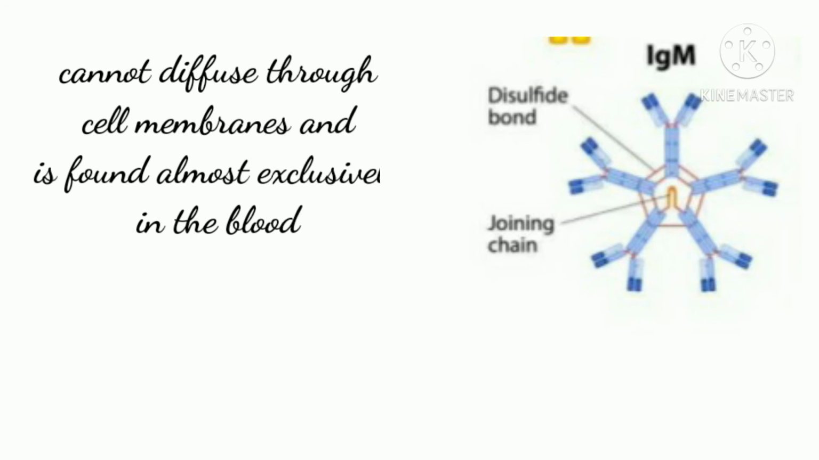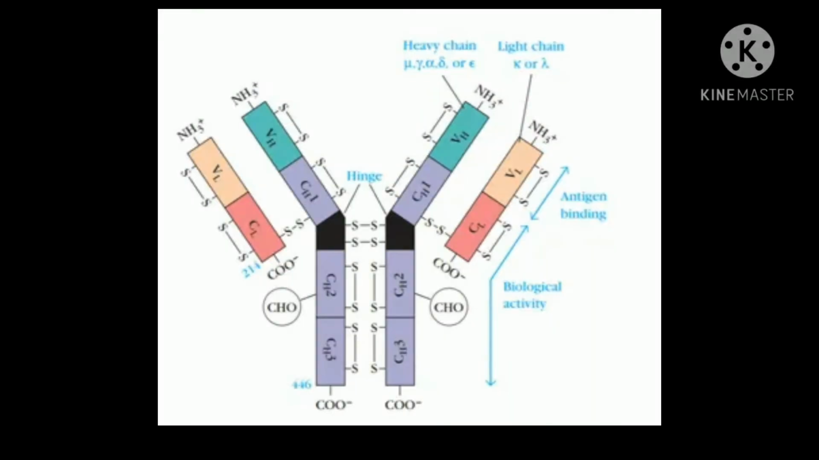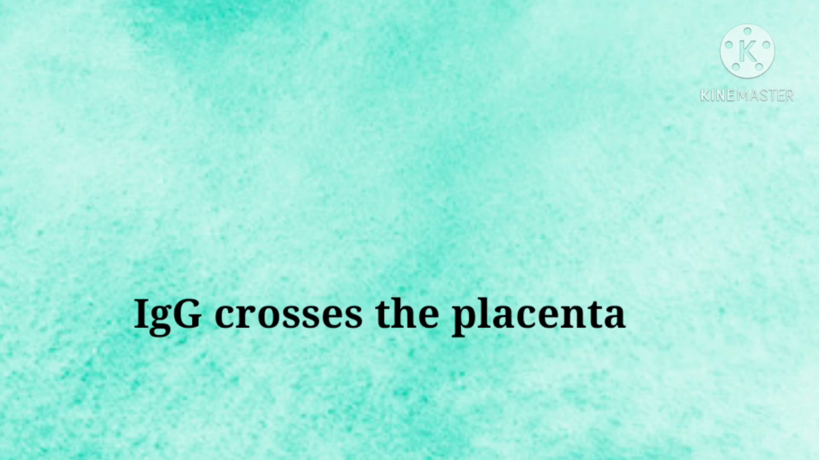IgM cannot diffuse through cell membranes and is found almost exclusively in the blood because of its many binding sites. It is more reactive with antigens than are other kinds of antibodies. Second is IgG. This antibody is the most common in the bloodstream and is found in many secretions such as spinal, synovial, lymph, and peritoneal fluids.